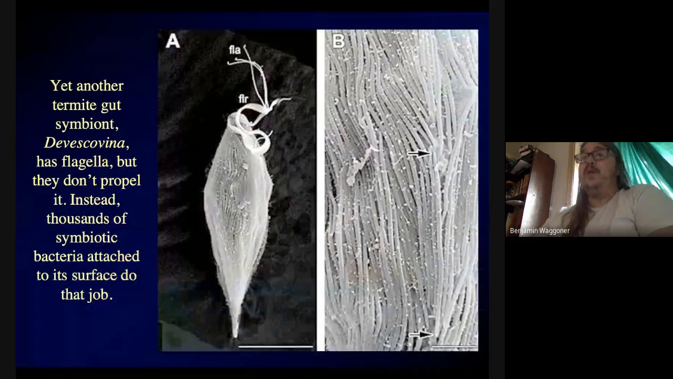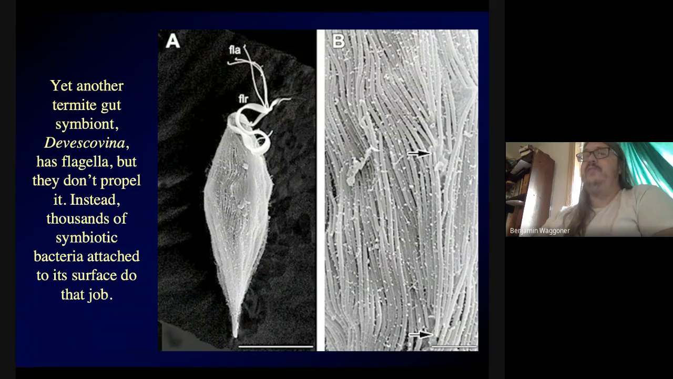This is another really weird one. This is another parabasalian called Divescavina. It's got flagella, but they don't really beat. What enables Divescavina to swim is thousands of bacteria that are attached to its surface. Over there in picture B at the right, you can see these very elongated bacteria that flex back and forth and enable Divescavina to swim. This would be a little bit like powering an airplane by gluing a million flies to the wings. Kind of weird, and I don't know if it would work there, but it seems to work fine for Divescavina.